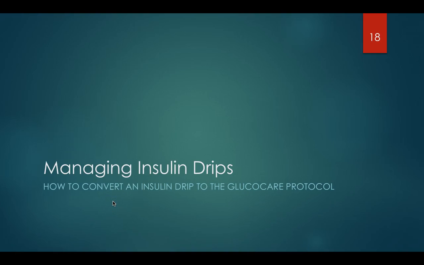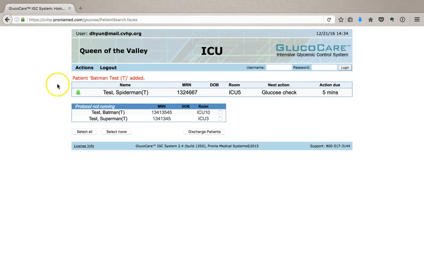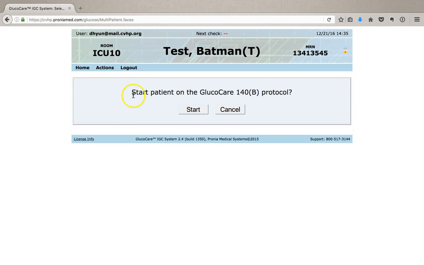Okay, so for this video, I'm going to go through how we convert a patient on a current insulin drip to the GlucoCare protocol. I described this in the last video, but I'm actually going to take us through and let's just go ahead and do it. I went ahead and added another test patient. This one is Batman. So I click his name.